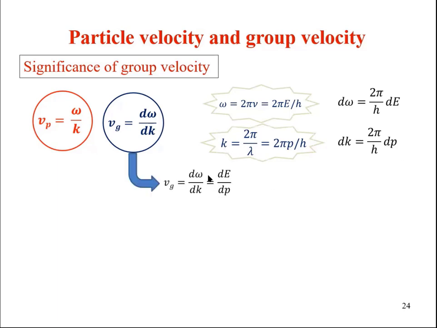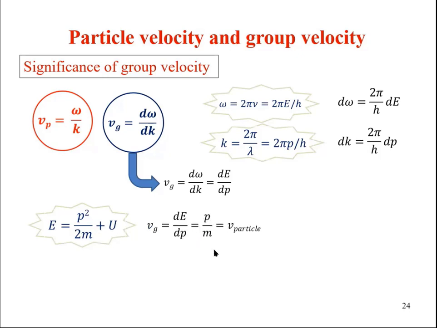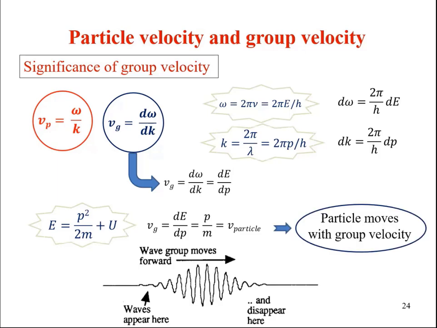So Vg becomes dω/dk equal to dE/dp, and E is the total energy, so kinetic energy plus potential energy. dE/dp will be p/m, where p is the momentum of the particle, and this is given by the mass of the particle multiplied by the velocity of the particle. The mass will be cancelled by this m, so Vg will be equal to the particle velocity.